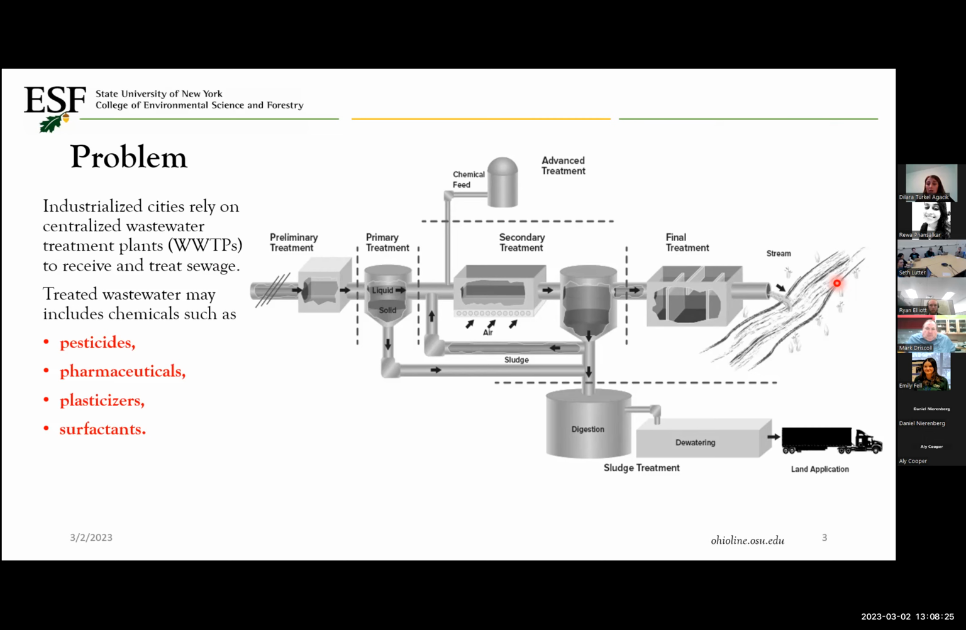Here is the problem. Even after treatment at wastewater facilities, we know that some chemicals, including pesticides, pharmaceuticals, plasticizers, and surfactants can end up in the effluent, which is discharged into rivers and flows into other water bodies. Therefore, in order to reduce risks to humans and the environment in a cost-efficient manner, additional treatment might be beneficial before releasing the effluent.